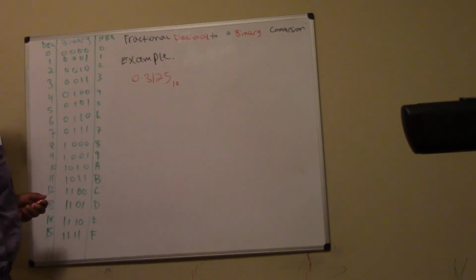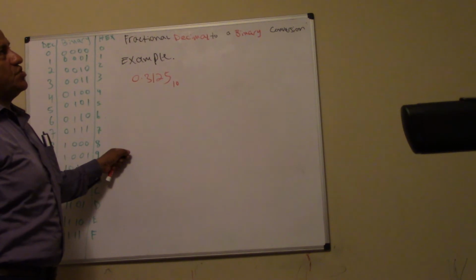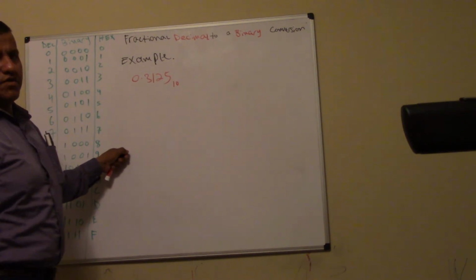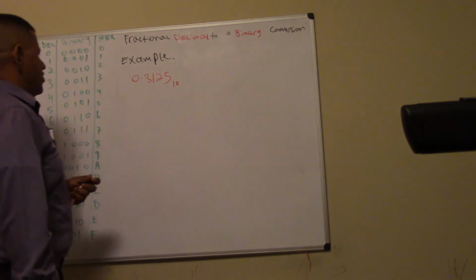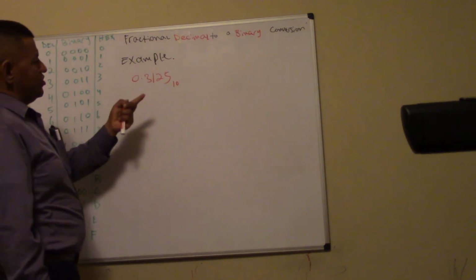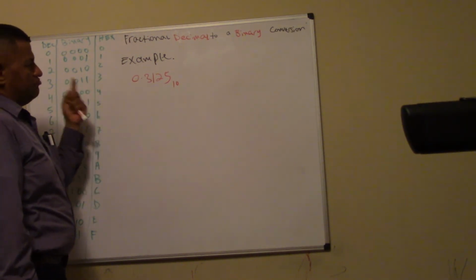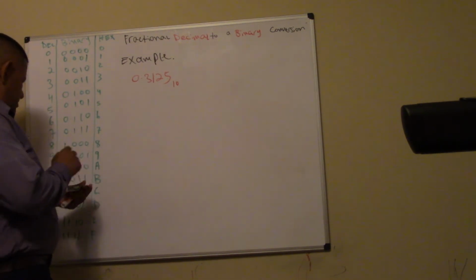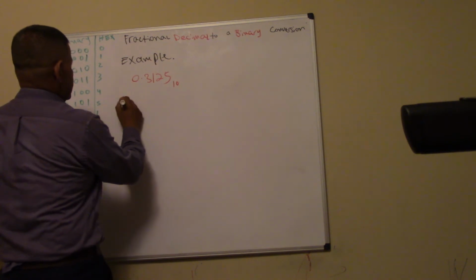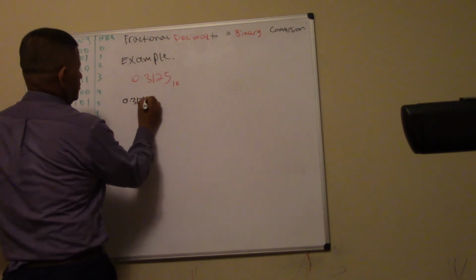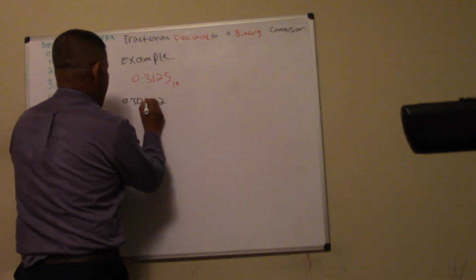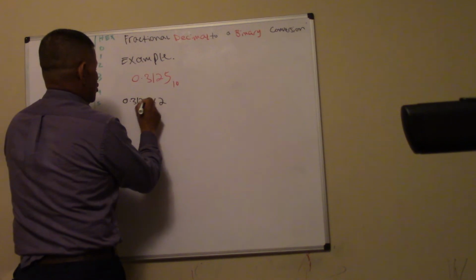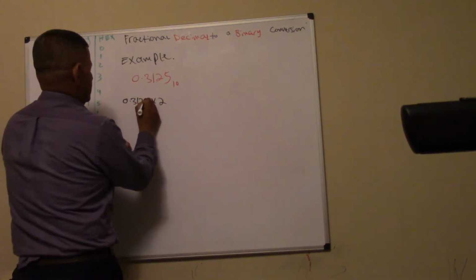Okay, so remember when we convert binary to decimal, we divide by 2. Now here we will multiply by 2, get a number, and so forth. So I take this number, 0.3125, times 2. When you have a decimal and want to go to binary, you multiply by 2.